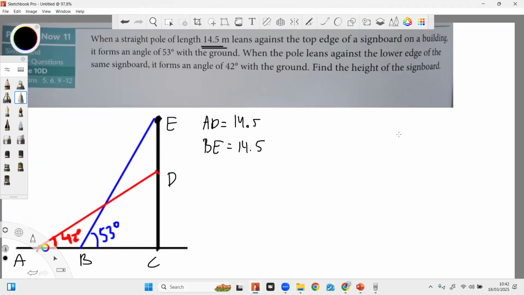The question is, sorry? What is negative X? Oh, what are you talking about? No problem. Okay, find the height of the signboard. What are you finding? Wait, are you sure?